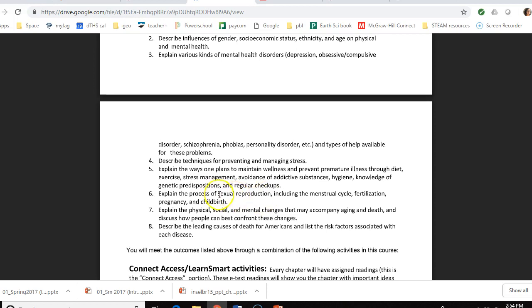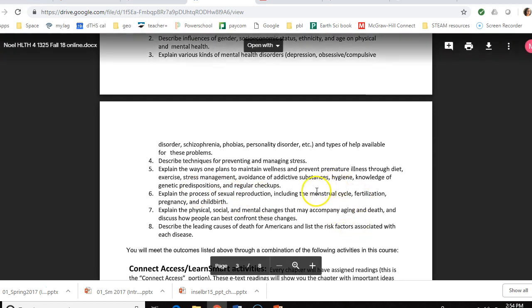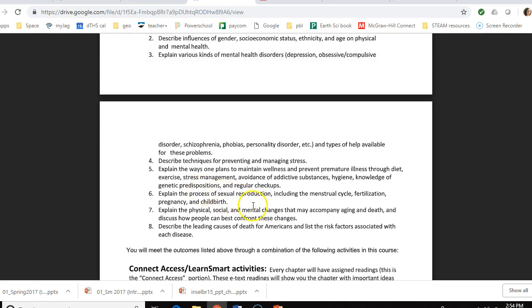We're going to talk a lot about the process of sexual reproduction, including the menstrual cycle. Don't freak out about that, please, gentlemen. Fertilization, pregnancy, and childbirth, and how to make good choices when it comes to these different things.